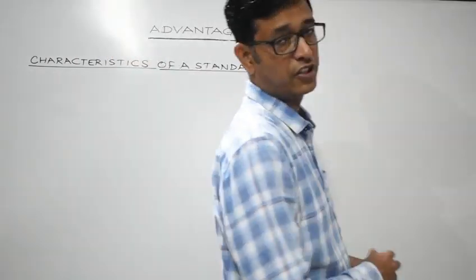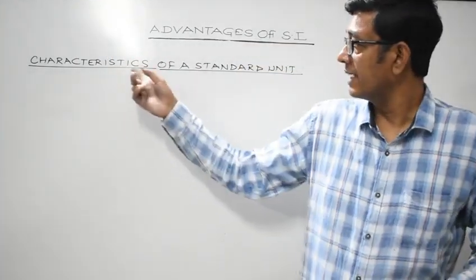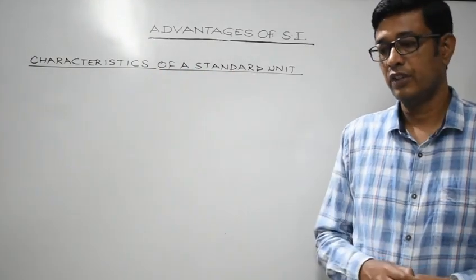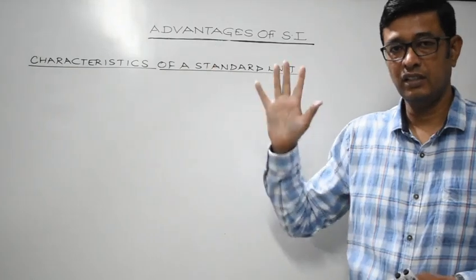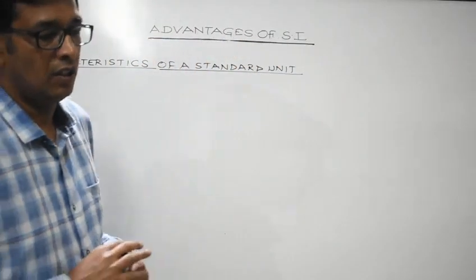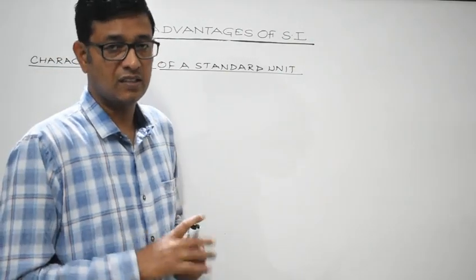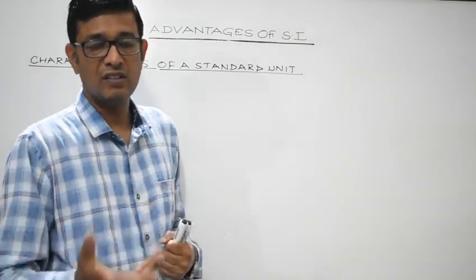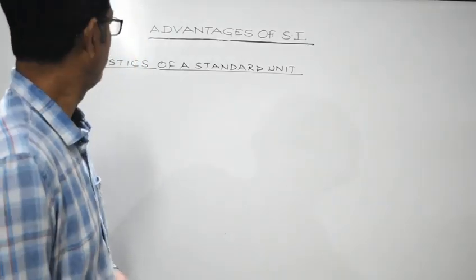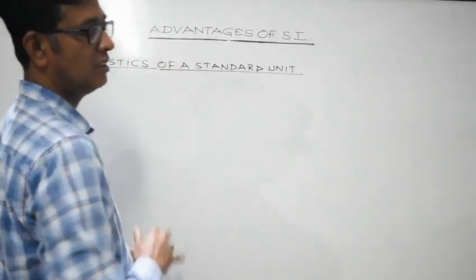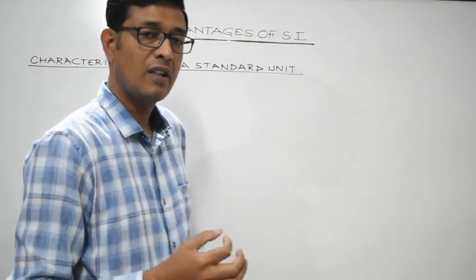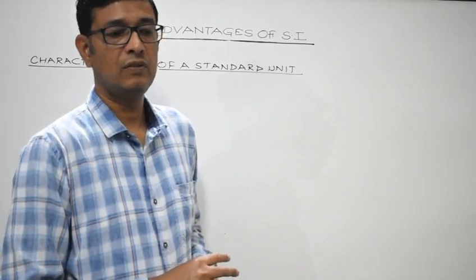In this particular session, we will discuss the characteristics of a standard unit and thereafter we will discuss the advantages of SI. As I have told you, SI is the system which is the most preferred one. So why do we opt for the SI system? There are some advantages naturally. Those advantages will be discussed. But before that, we need to understand the characteristics which a standard unit must possess, right?